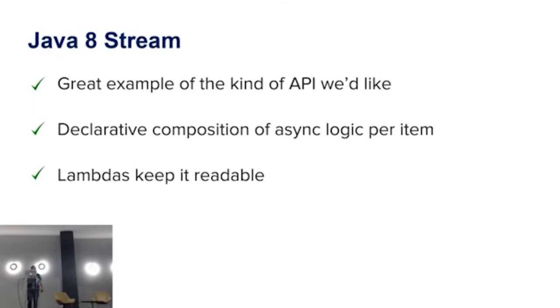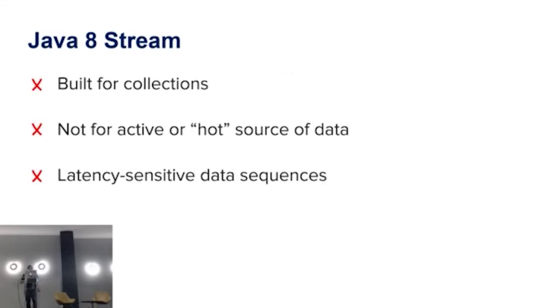For the Java 8 stream, things have gotten a lot better. And in Spring 5, we have support underneath the hood. We finally support Java 8, and so our engineers in Spring can actually use Java 8 streams. We haven't been able to do that until now. They're very excited about it. So it's a great example of the kind of APIs we'd like. Again, we think it's a good contract. It's a good model. Also, it's a declarative composition of async logic per item, meaning that we can stream results per item and get them back and then respond to them. And again, lambdas keep things readable.